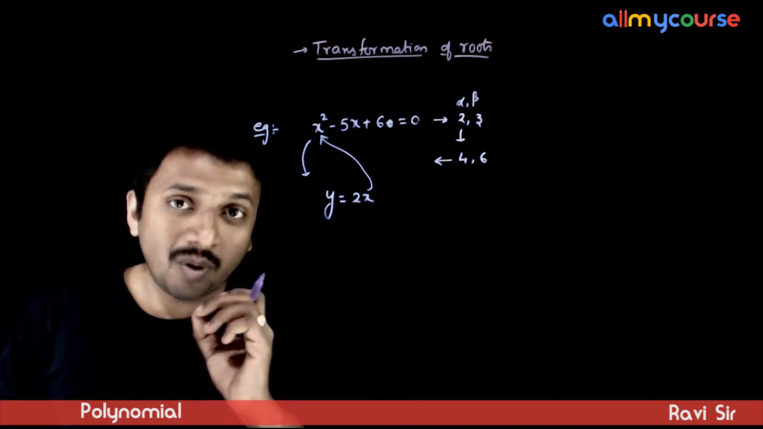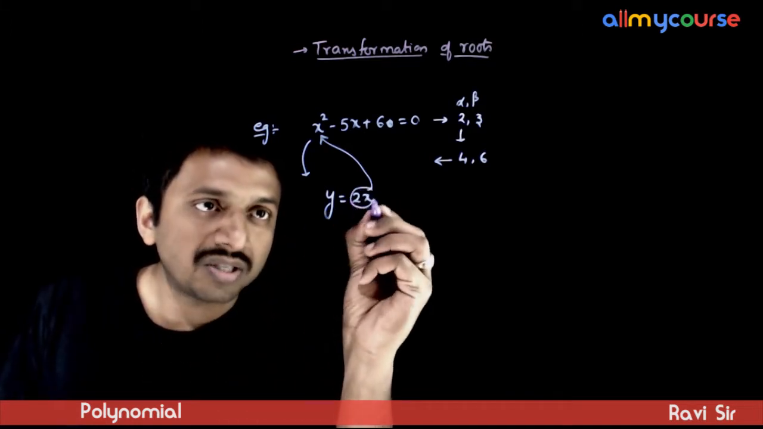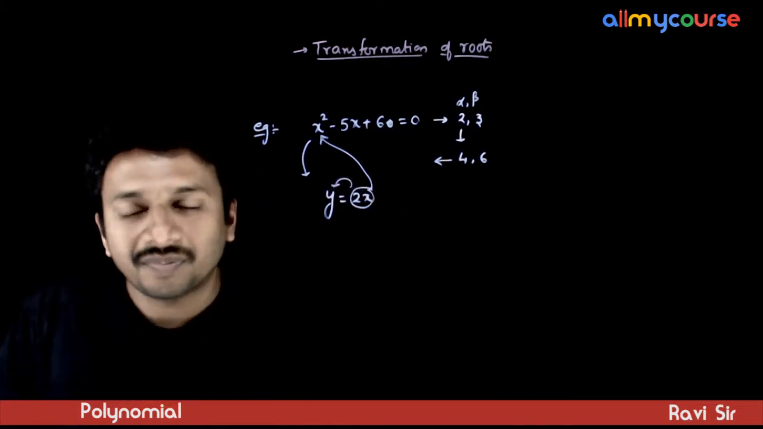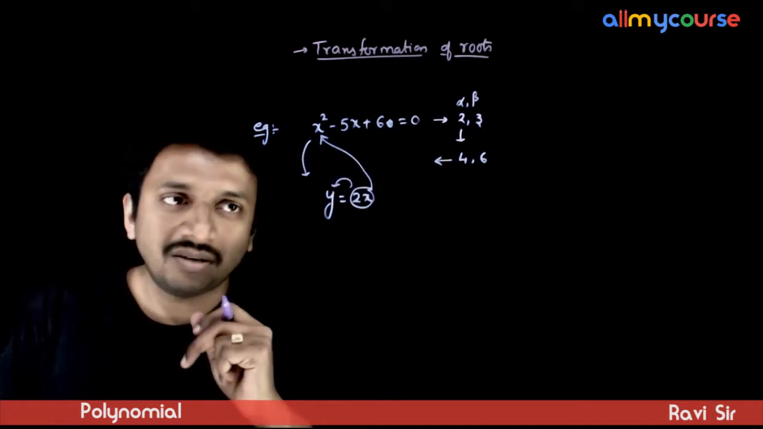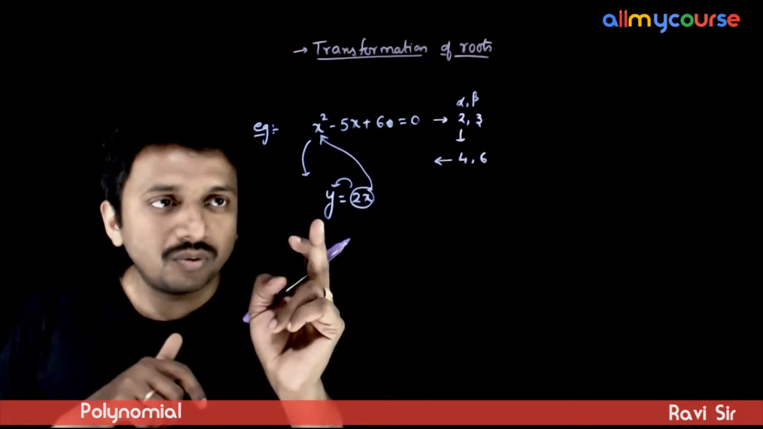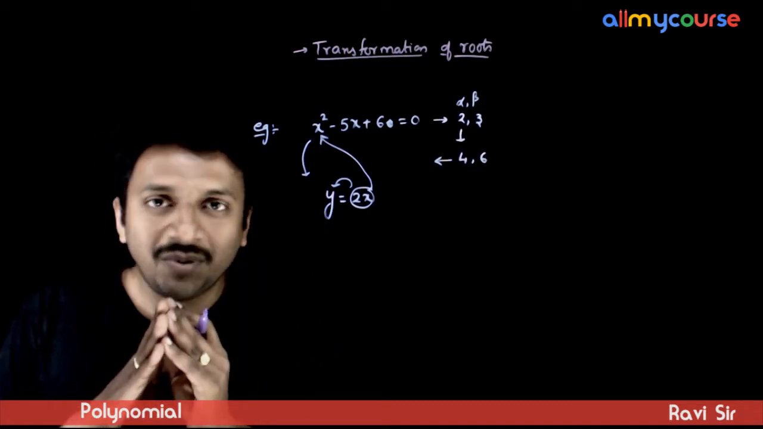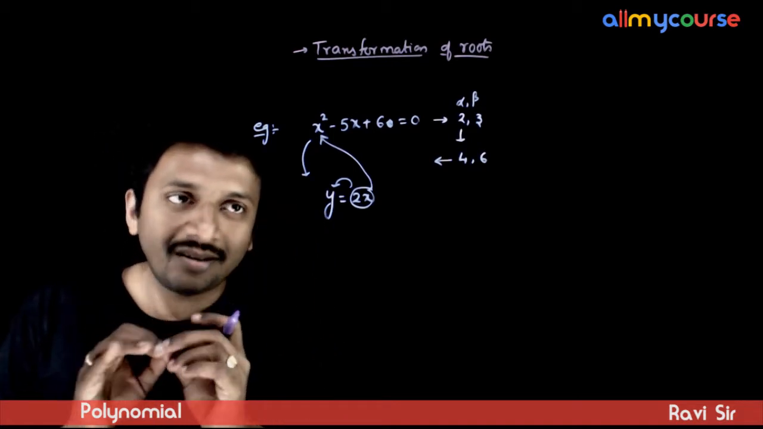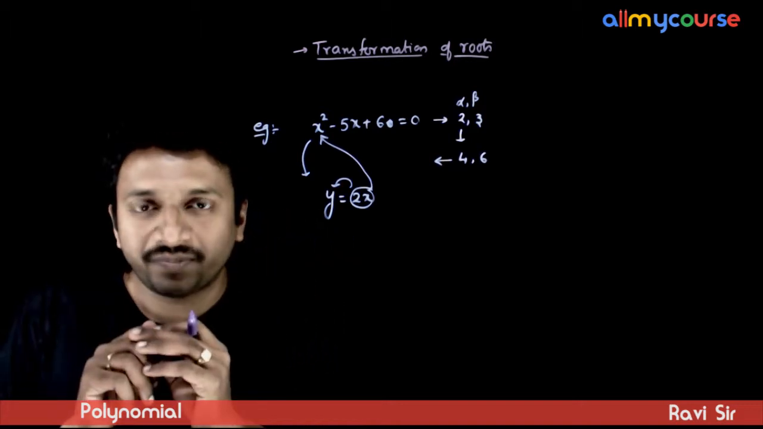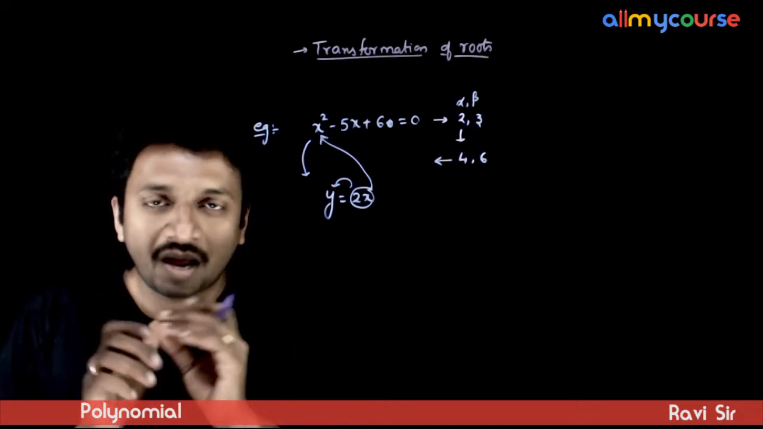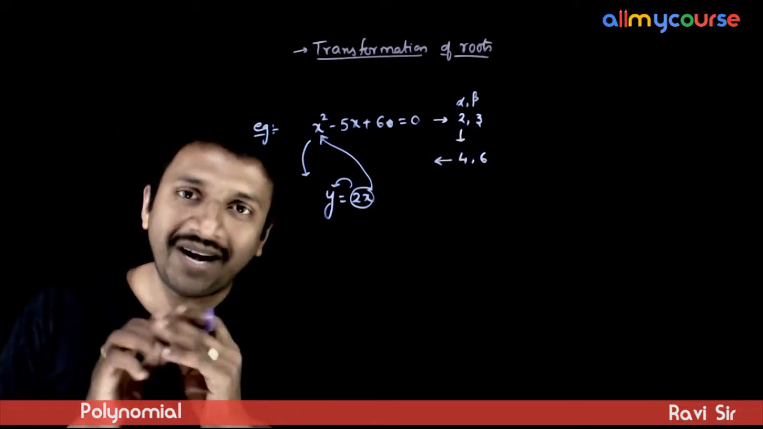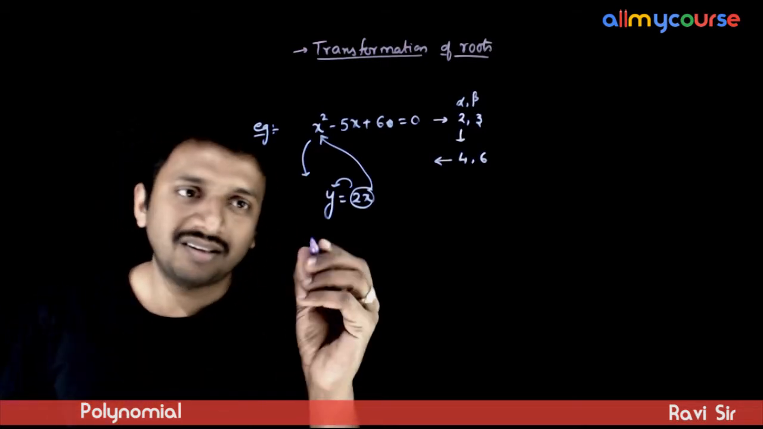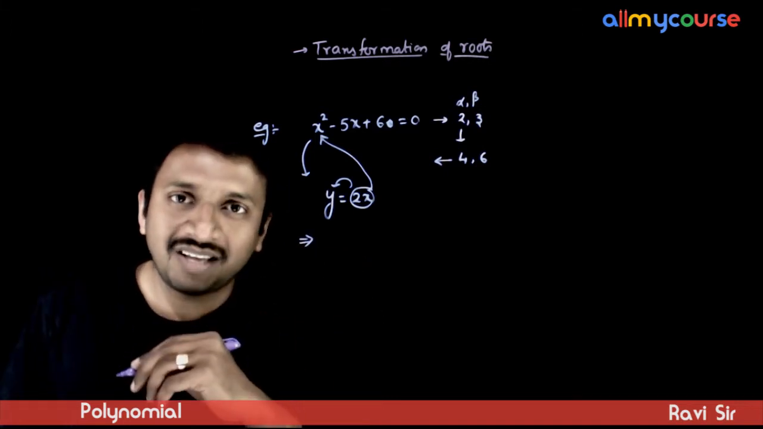Now I want an equation whose roots are y, because y is equal to 2x. So if x is a root of this equation, I want an equation whose roots are y. That means I want a condition which y satisfies. Specifically, I want a quadratic condition which y satisfies. To find that is very easy.